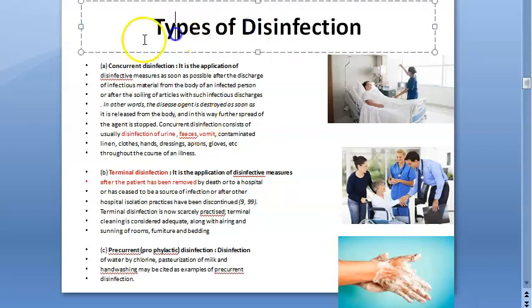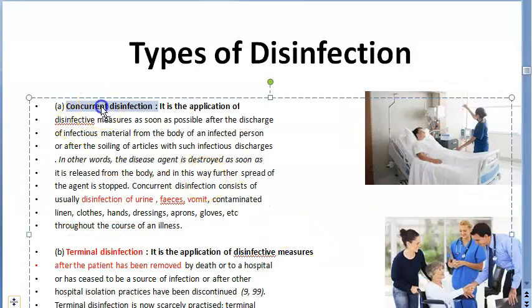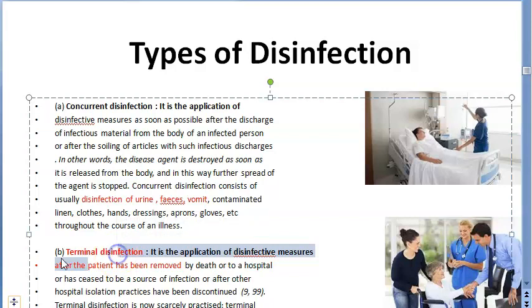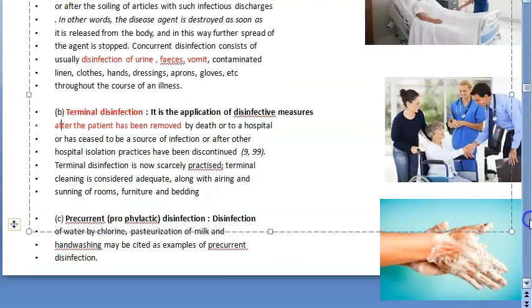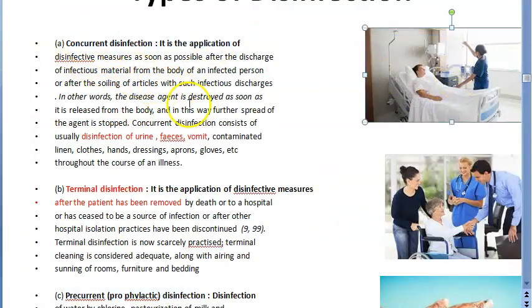Hello people, look at these terminologies. What is concurrent disinfection? In types of disinfection, you have concurrent disinfection, terminal disinfection, and then one more called PreCurrent or prophylactic disinfection. Concurrent disinfection means as and when you get the material, you disinfect. That is concurrent disinfection.